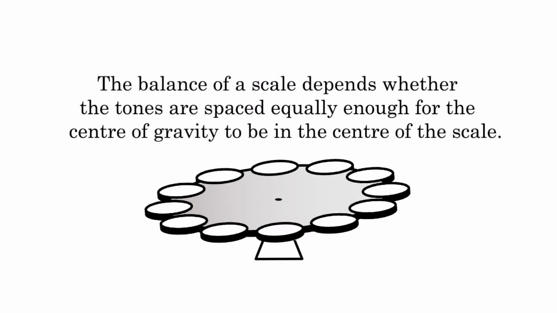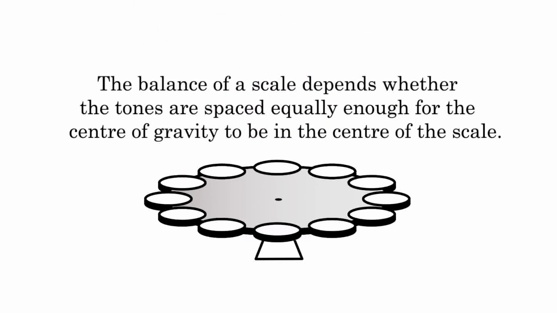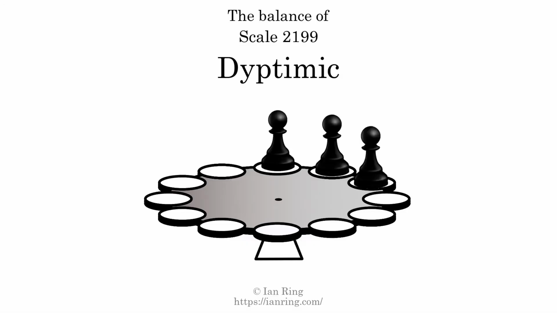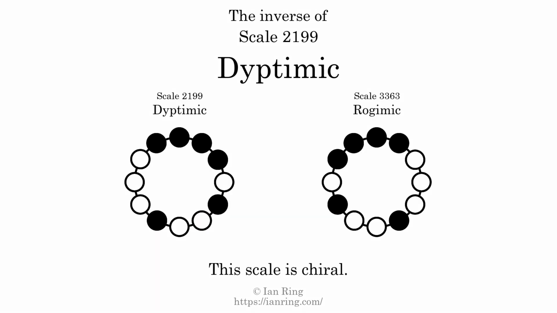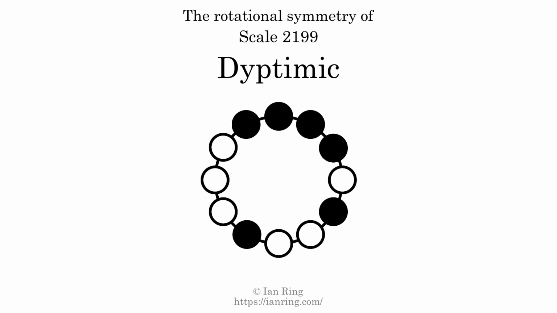The balance of a scale depends whether the tones are spaced equally enough for the center of gravity to be in the center of the scale. This scale is not balanced. The inverse of a scale is a mirror image. It is what you get when the sequence of intervals is reversed. The inverse of this scale is scale 3363, also known as regimic. This scale is chiral. It cannot transform into its inverse by rotational transformation. This scale has no rotational symmetry.